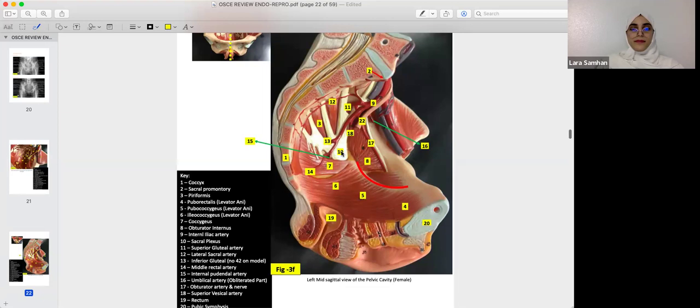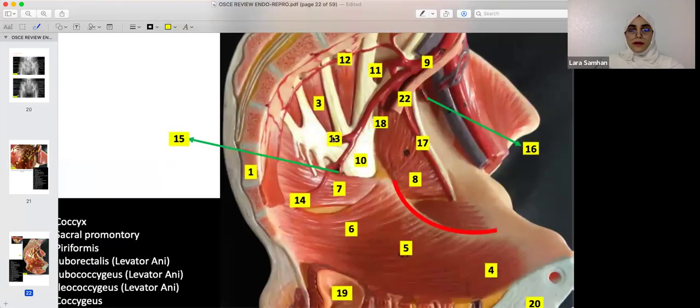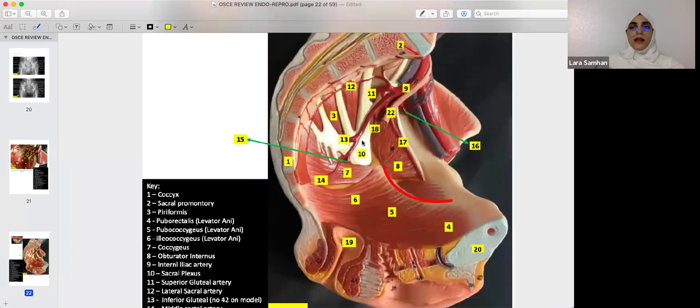Okay, perfect. So we have in here this muscle, as I said previously, the piriformis muscle. We have in here the arteries and the veins. Number 12 is the lateral sacral artery. Number 13 is the inferior gluteal artery. As you can see, it's going all the way to the gluteus muscle, coming from inside to the gluteus muscle.